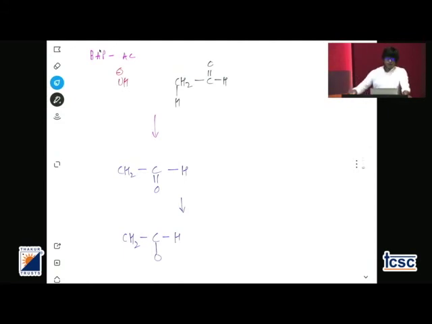Now going into the real mechanism, I'll quickly go through it. I'll give you some acronyms to remember the mechanism. First is BAP-AC, where B stands for base. If you remember, this is a base catalyzed reaction, base, and this is alpha carbon.